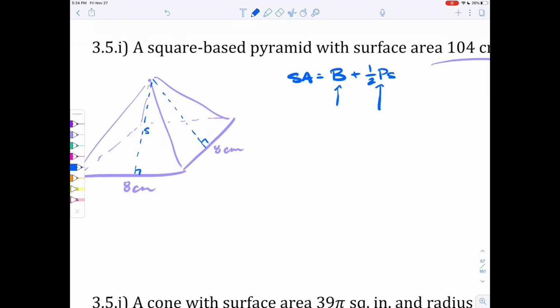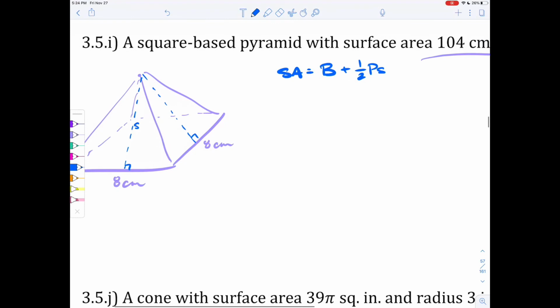So when we fill in everything we know, we can say that the surface area is 104. The base we know as being 8 times 8. Half is still a half. The perimeter is 4 eighths: 8, 8, 8, and 8, so it's the perimeter of a square. And the slant, I don't have a clue.